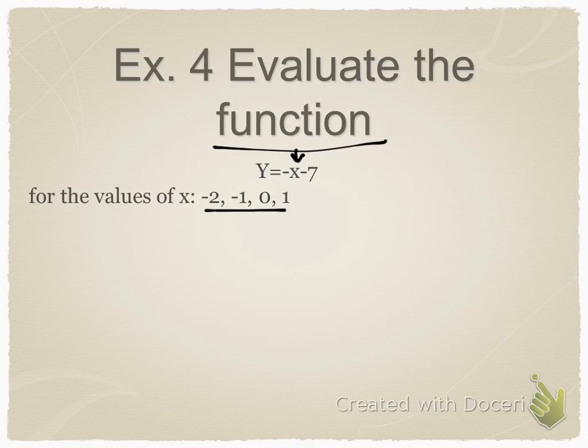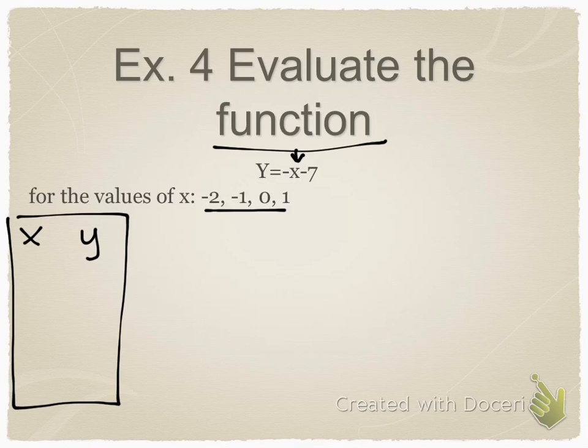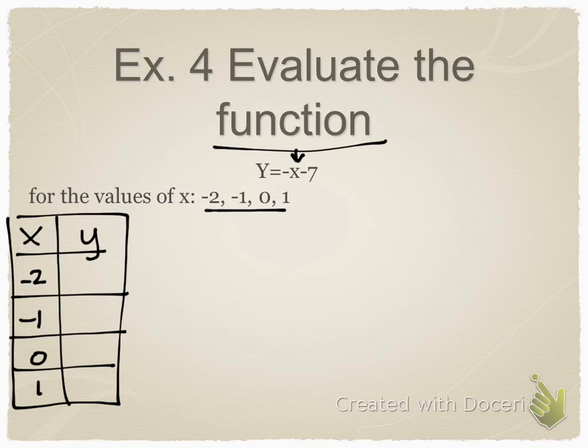Now, if you remember in the last chapter, we made it an input-output table. That was because we weren't sure if it was a function, so we didn't want to label it x and y. Now that I know, I can go ahead and label this x and this y and plug in my values. So that's what I'm going to do. So I've got negative 2, negative 1, 0, and 1. And what they want me to do is plug each of these in for x and solve for y.